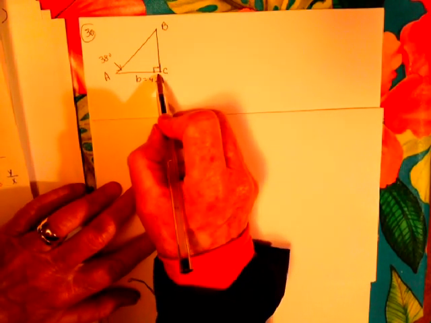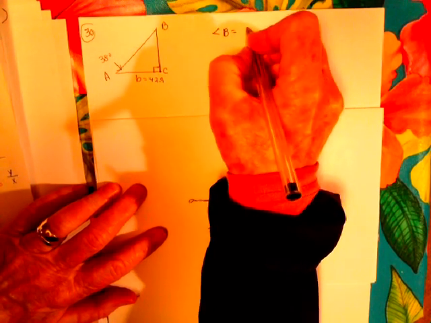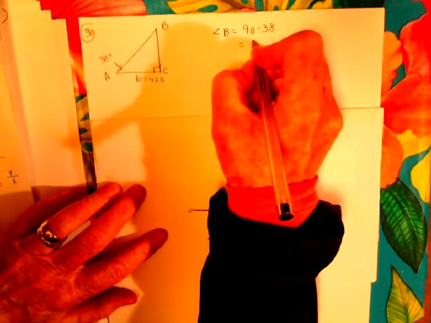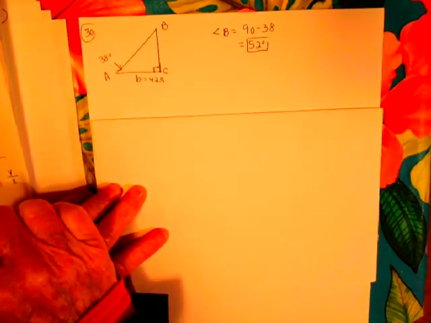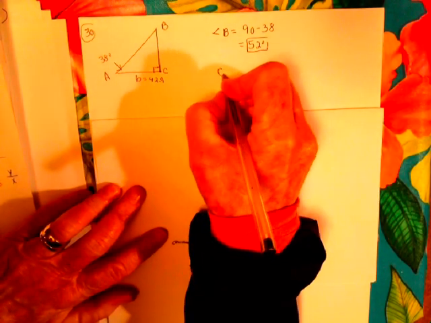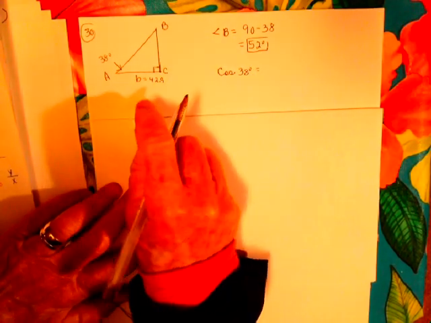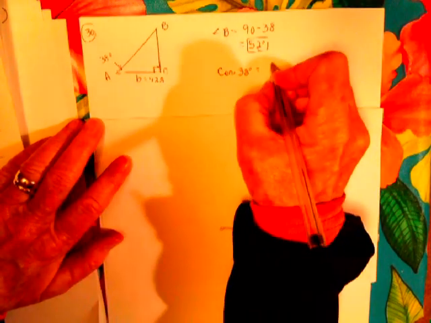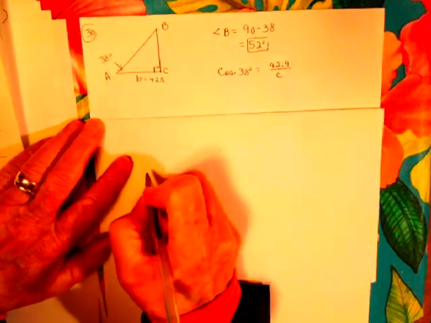Since angle C is 90 degrees and A is 38, angle B equals 90 minus 38. I know angle B is 52 degrees. Got one of my answers. Using cosine of 38, I know that that is adjacent over hypotenuse, which is 42.9 divided by side C.